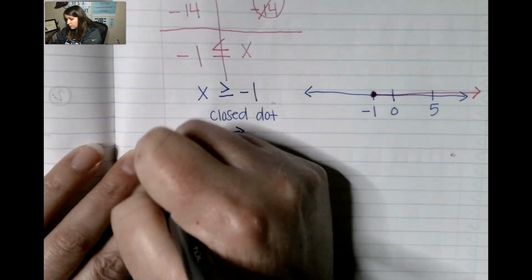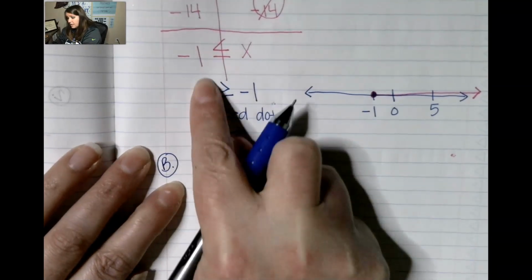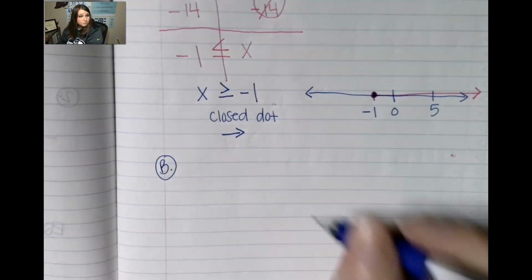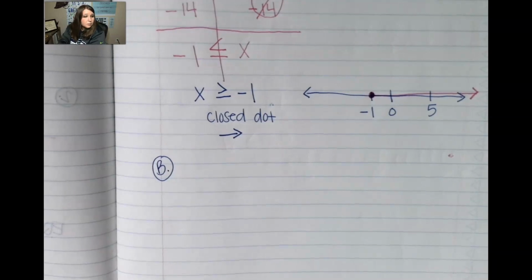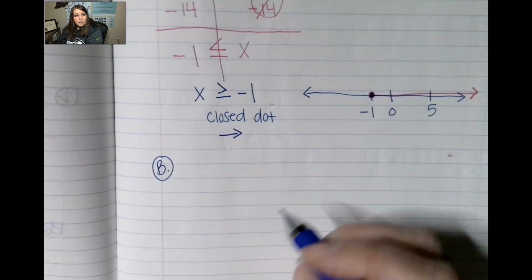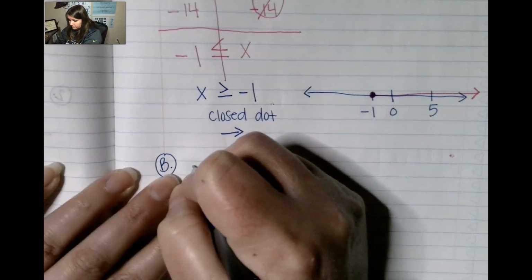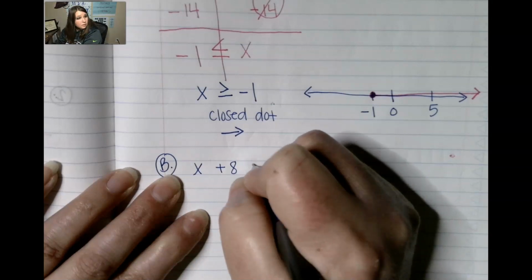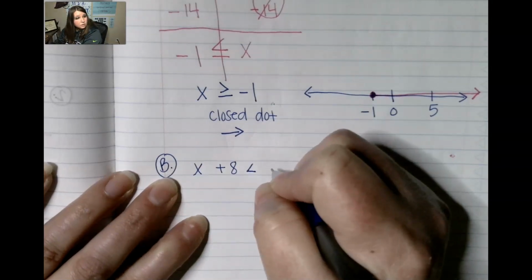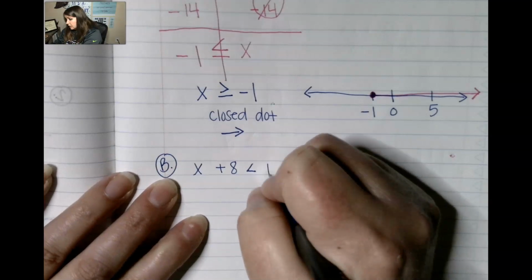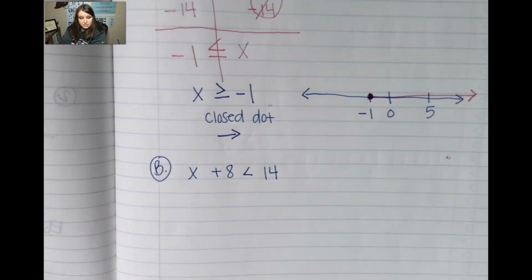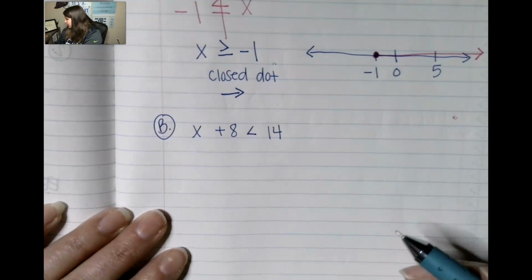So example B. The only reason why, again, we switched it around was so that this letter is on the left. We want to have the variable on the left. All right, example number 2. Example number 2 says that x plus 8 is less than 14. All right, so again, we're isolating that variable. Our job is to try to isolate the variable, get the variable all by itself.